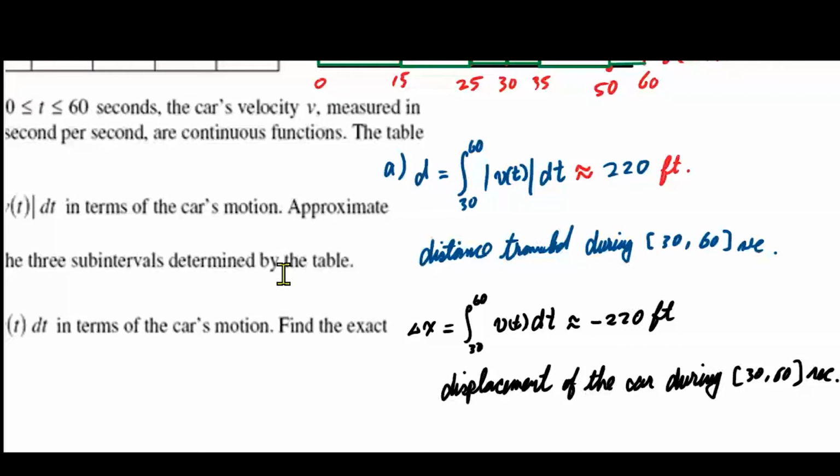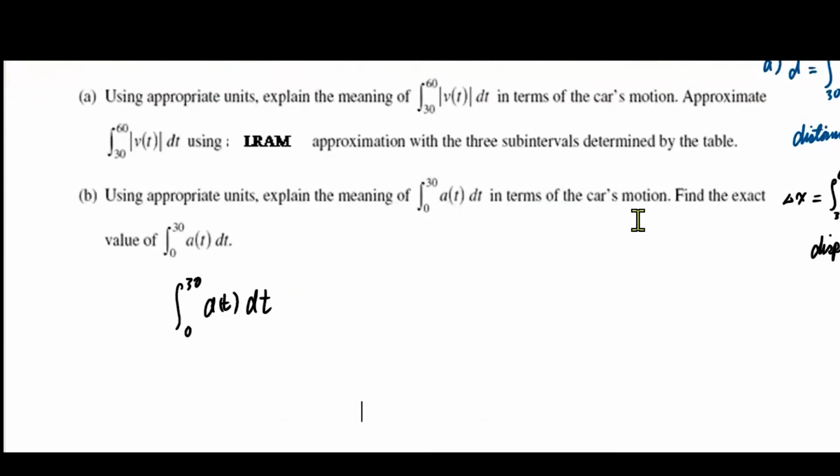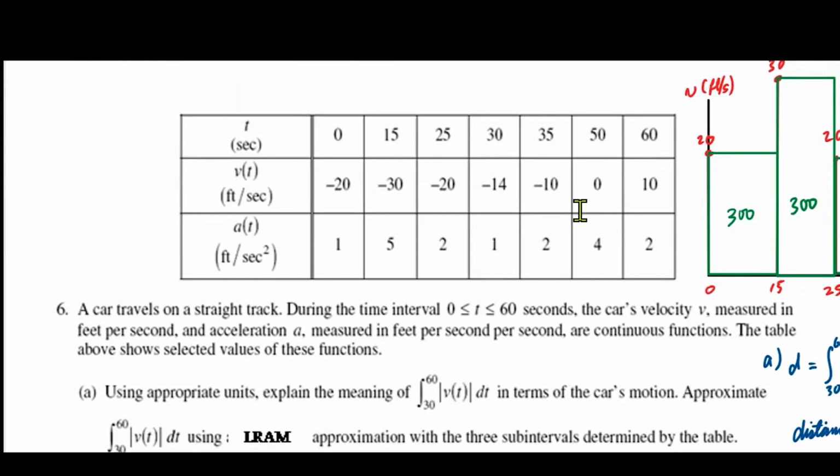It says we have to now explain the meaning of this integral from 0 to 30 of acceleration. If we integrate acceleration, what do we get? And let's get the value first, but it says exact value. What? We don't even know the function. So how do we get the exact value with these thingies?